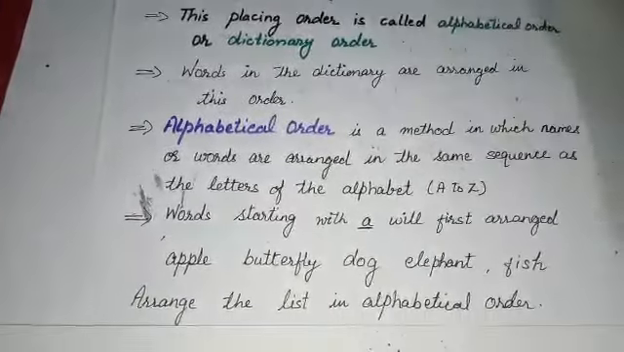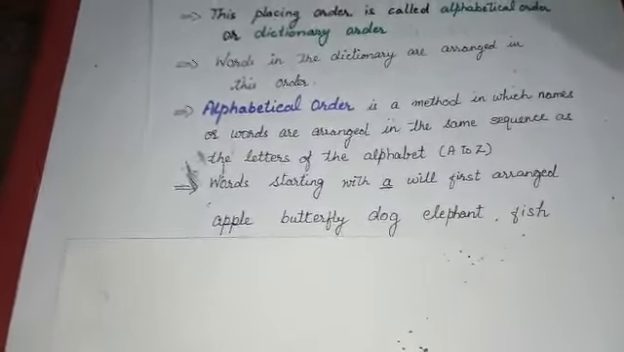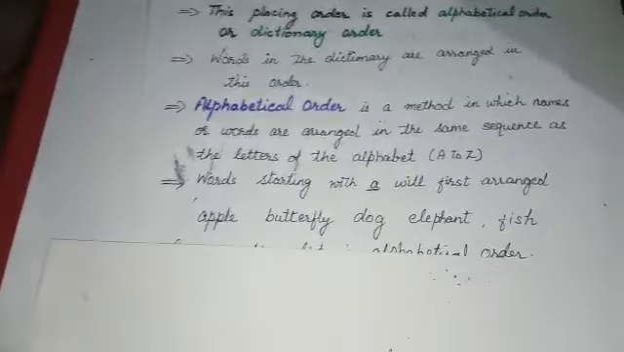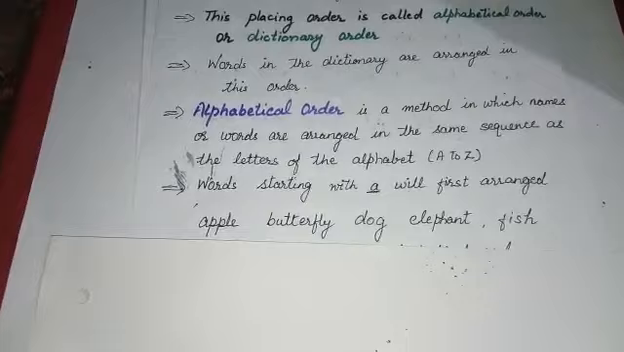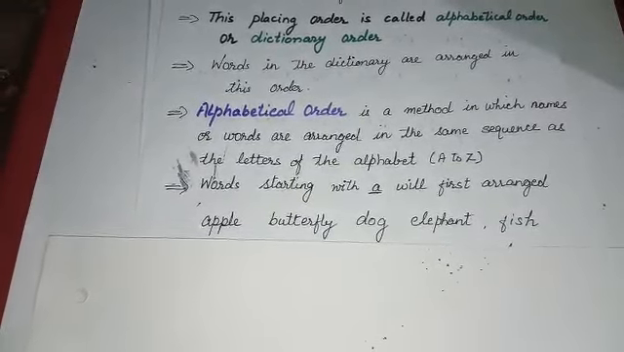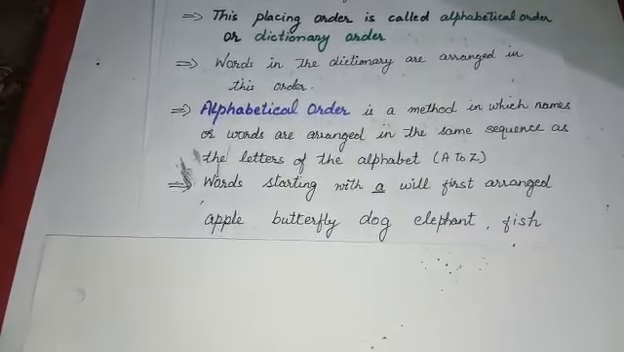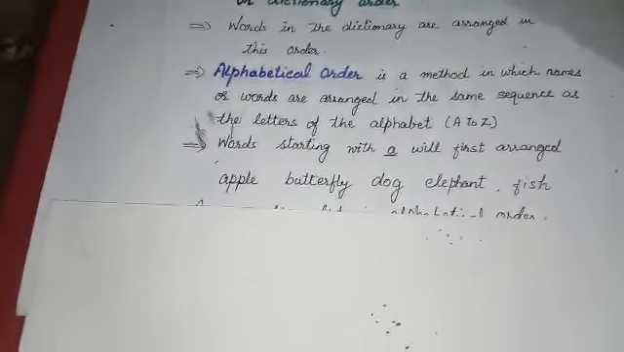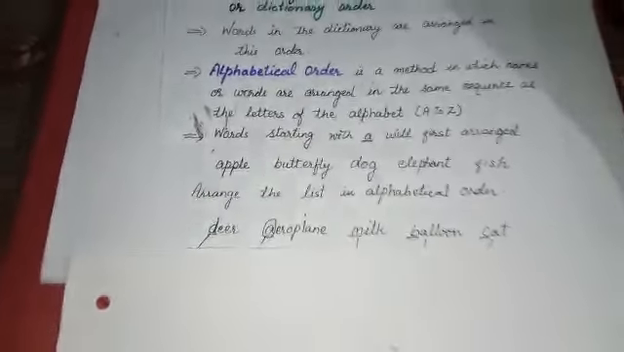Like as you can see in the example, there are some words given. Apple, that starts with A, will come first. Then the word starting with B, butterfly. Then C, there is no word starting with C, so then the word that is starting with D, dog, elephant, fish. So children, let us learn about this with an example.